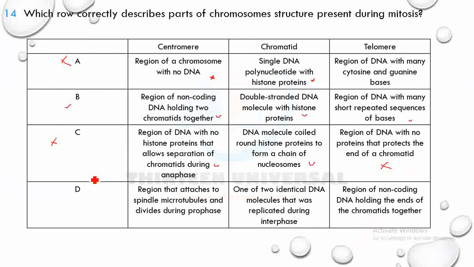Let's look at the region that attaches to spindle microtubules and divides. It doesn't divide at prophase. Centromere divides during anaphase, right? Yes, it divides during anaphase so that sister chromatids can separate. So this is wrong, and that makes this wrong. So the answer is B, guys.